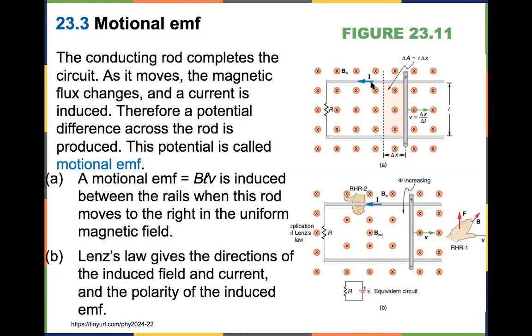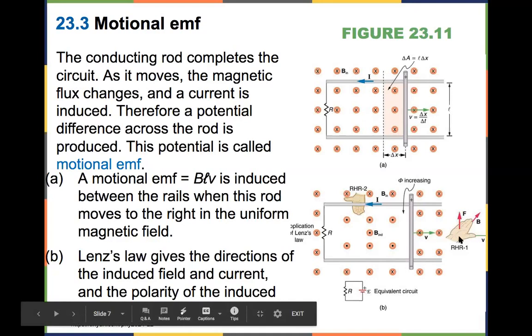Now in this case, you can apply Lenz's law. It will tell you that this current is going to be in this direction. On the top rail here, it's going to be to the left. Or if you look at the whole circuit, it's going to be in the counterclockwise direction. If the rod were moving towards the left, then the current in the circuit would be in the clockwise direction. You can practice Lenz's law here.